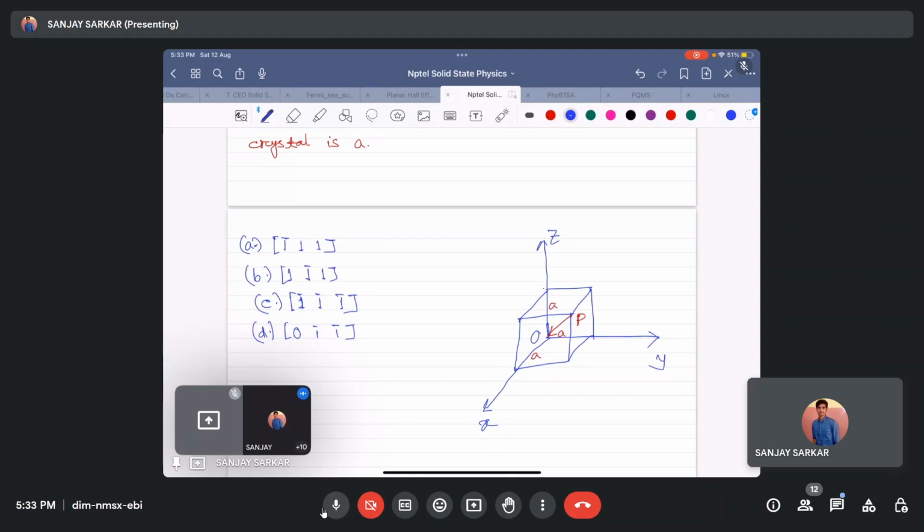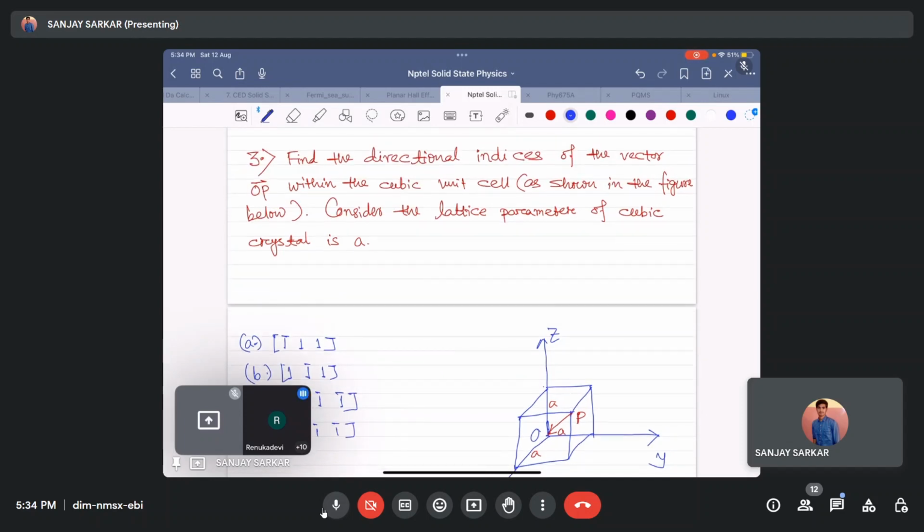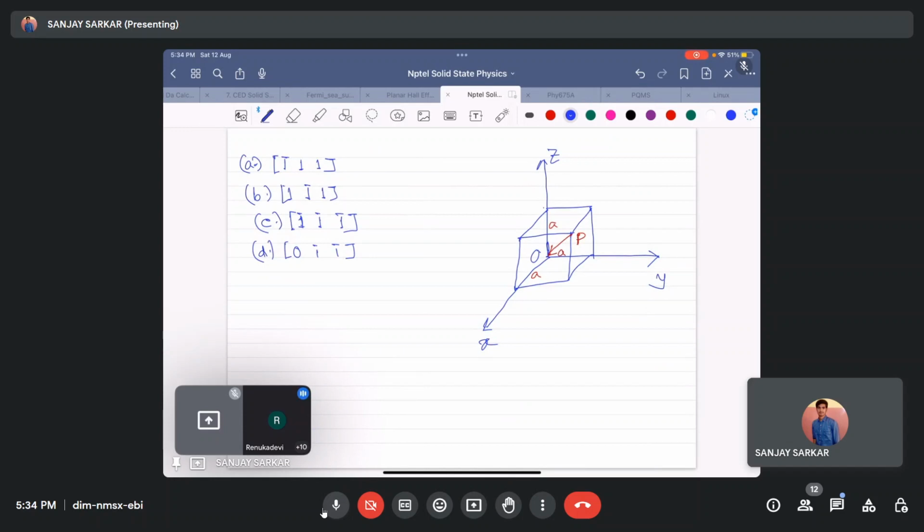I took the OP direction, the x-axis is in the opposite direction, and the y-axis is 1 unit and the z-axis is also 1 unit. So the answer is 1 bar 1 1. The x-axis is in the opposite direction, that one is 1 bar, and the remaining y and z along the axis, so 1 1. But I can see that all of them are opposite, so there is some confusion. But in our question, the vector is given with the arrow mark along the axis. That means I think option D.